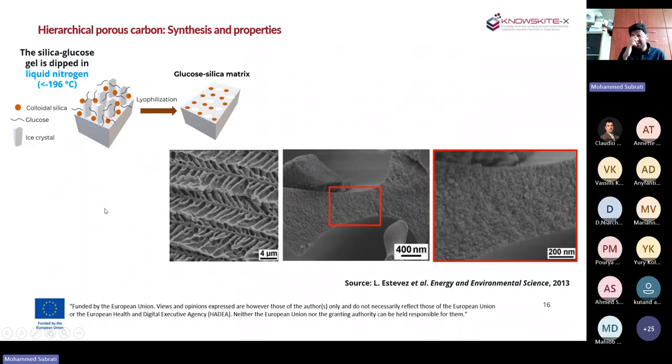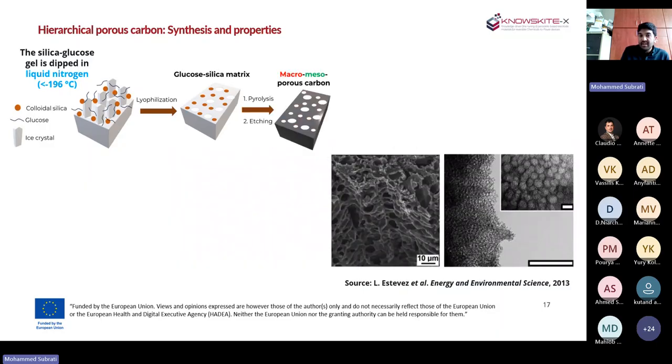As you can see, these are the macropores. The freeze-dried glucose-silica matrix has this very beautiful, smooth fishbone-like structure, and the walls of these macropores are the glucose-silica matrix. The walls are basically glucose and colloidal silica, or silica nanoparticles. The next step is to pyrolyze this. When you pyrolyze it, you are still left with the colloidal silica embedded within the carbon network. So the next step is to etch it.